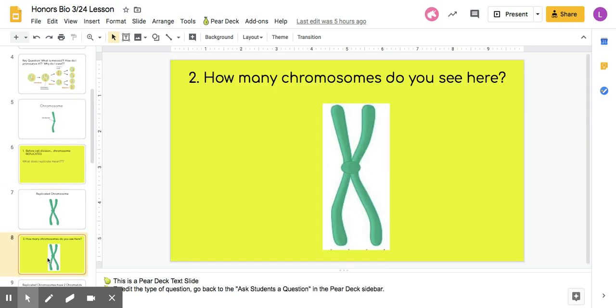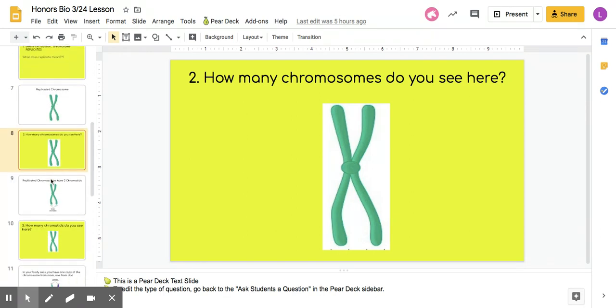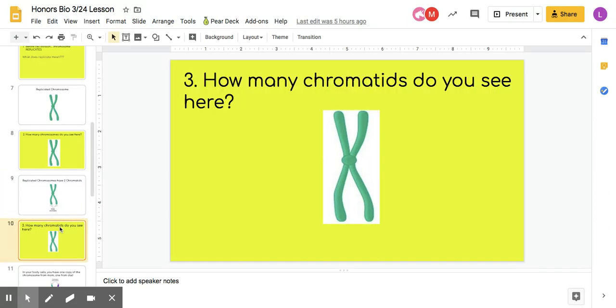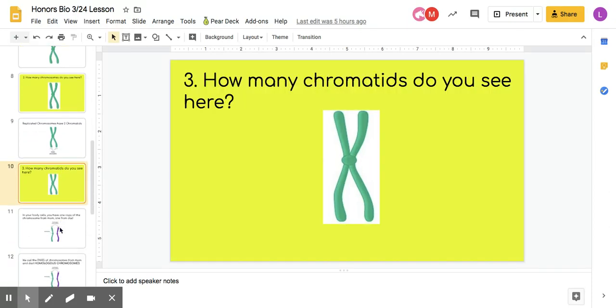Okay, so question number 2: how many chromosomes do you see here? Go ahead and answer that on your notebook page. Okay, next, you can pause the video here. So here is a replicated chromosome. A replicated chromosome is 2 copies of itself, but it's still 1 chromosome. We call each piece of the replicated chromosome a chromatid. Here's 1 chromatid, here's another chromatid. They're identical pieces of genetic material. So question number 3: how many chromatids do you see here? Pause the video and answer.